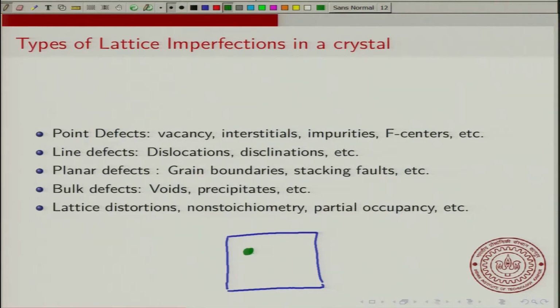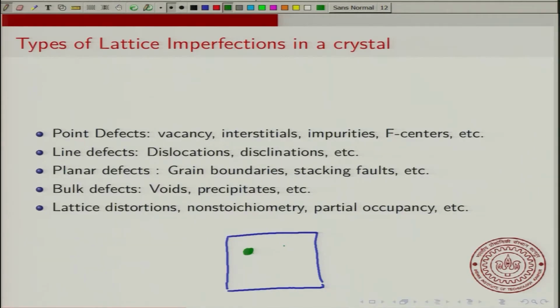You could have things like lattice distortions. You could have non-stoichiometry; we will see examples of these as we go on in this course. You could have partial occupancy, where some sites are only partially occupied by atoms. These would lead to other kinds of defects. Now let us talk a little bit about the point defects.